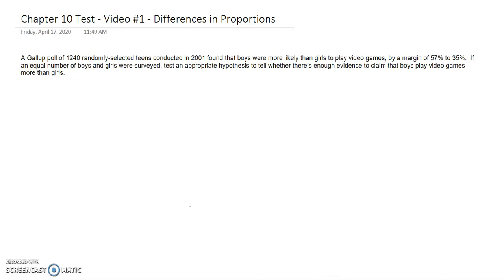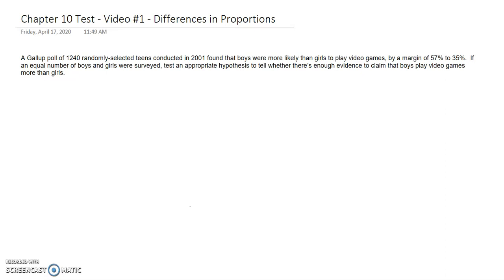Today we will be looking at the Chapter 10 test video number 1, where we will be exploring differences in proportions. The problem explains how a Gallup poll of 1,240 randomly selected teens conducted in 2001 found that boys were more likely than girls to play video games by a margin of 57% to 35%. If an equal number of boys and girls were surveyed, test an appropriate hypothesis to tell whether there's enough evidence to claim that boys play video games more than girls.